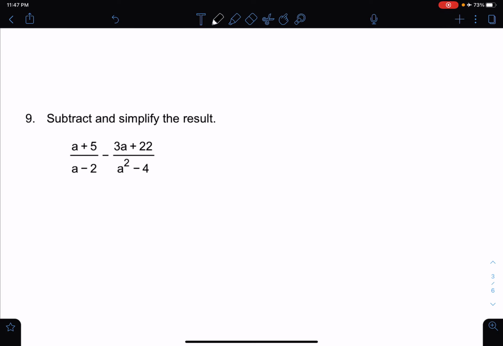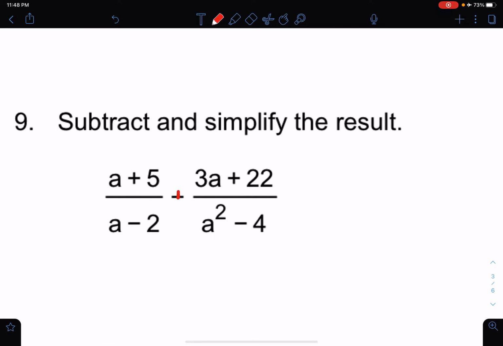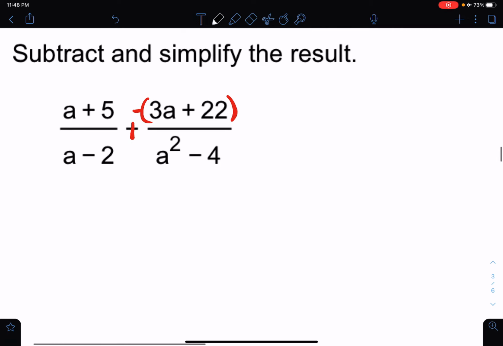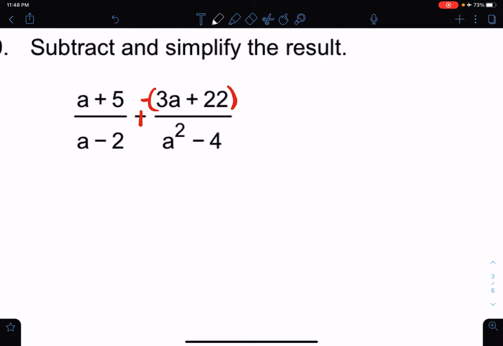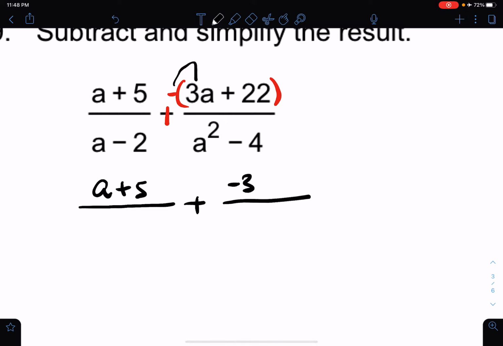Okay, on this one, we're going to want to do some factoring. Remember my recommendation, because over the years I've just seen too many people mess this up. I always recommend to rewrite this as addition and distribute the negative, which will give you the same problem, the same value. So where can I put this? I guess I'll just put it down below. So I want to rewrite this as a plus 5 plus, up top, I'm going to distribute the negative so I don't forget it. Negative 3a, and negative times 22 is minus 22.